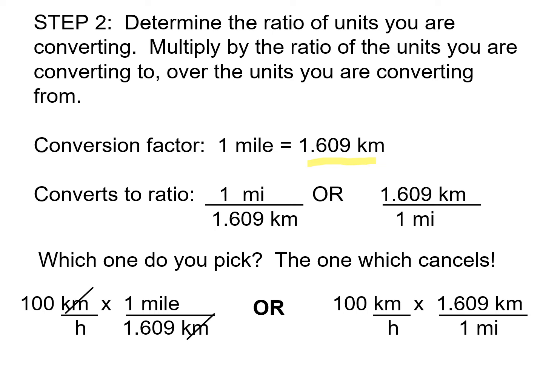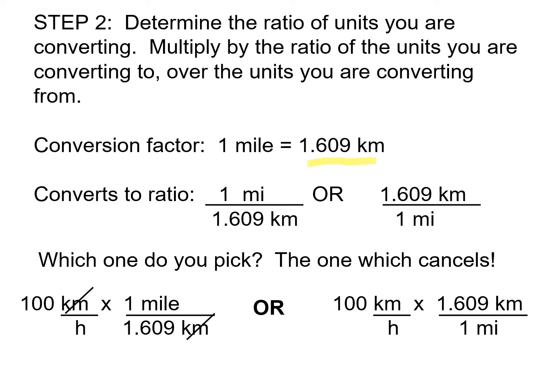Here's the great thing about writing it in the format we do. We have 100 kilometers per hour times 1 mile over 1.609 kilometers. Does that make sense? Or does 100 kilometers per hour times 1.609 kilometers over 1 make more sense?